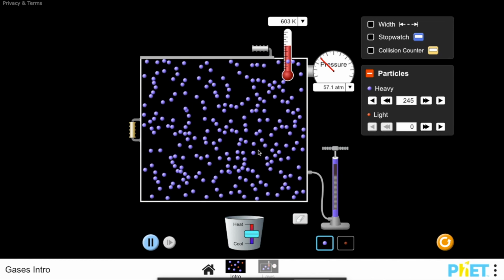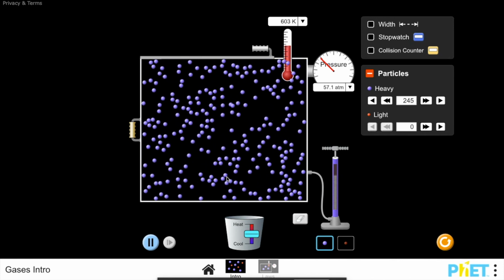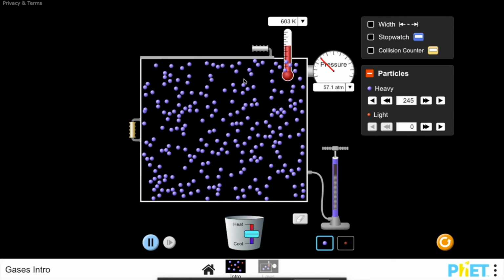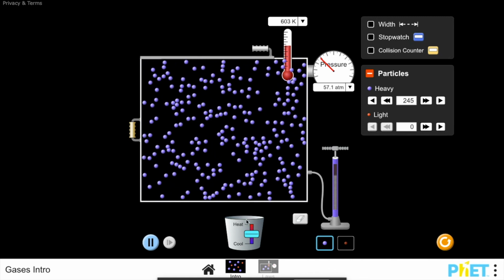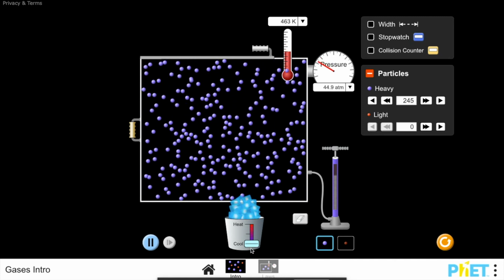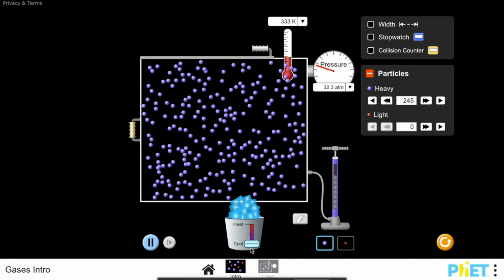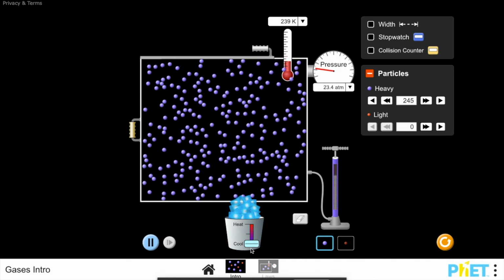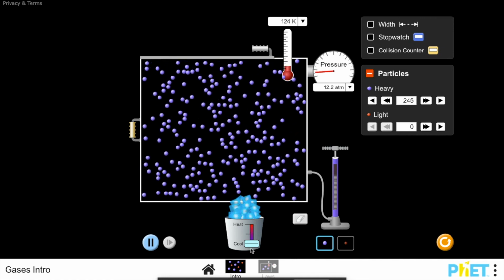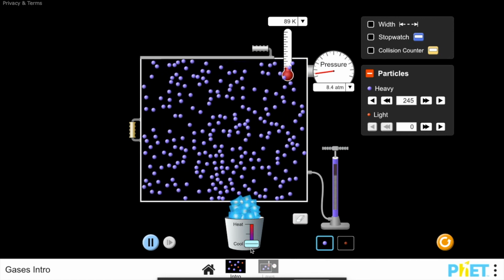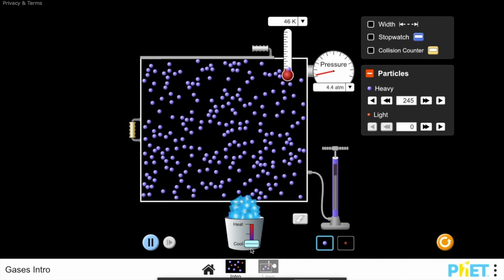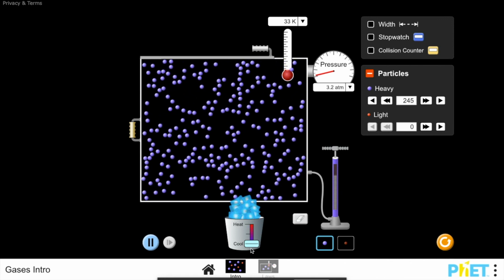The average kinetic energy has increased, so there are going to be more collisions because these molecules or particles are moving faster. They have a higher average kinetic energy. What if I decrease the temperature and absorb that heat? You guessed it, now we've got low pressure. I don't actually know how low the simulation will go, but you get the idea. Look how slow these molecules are moving now.